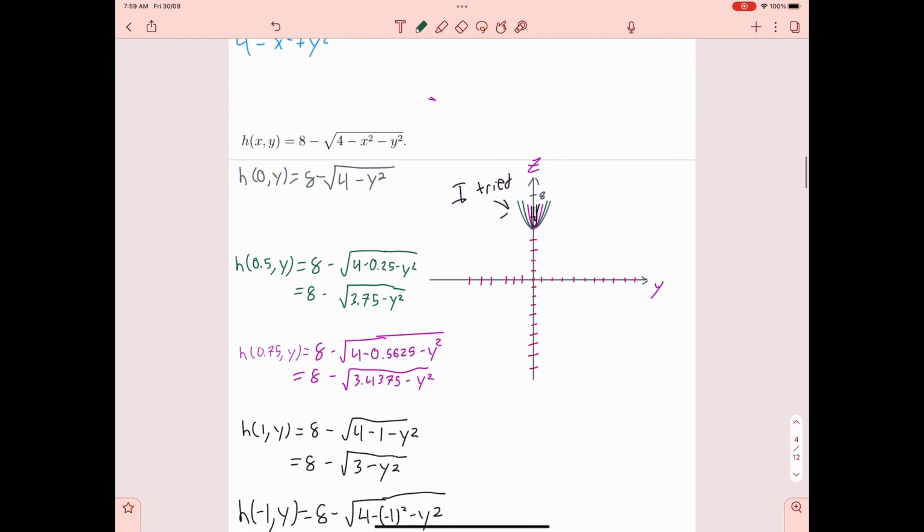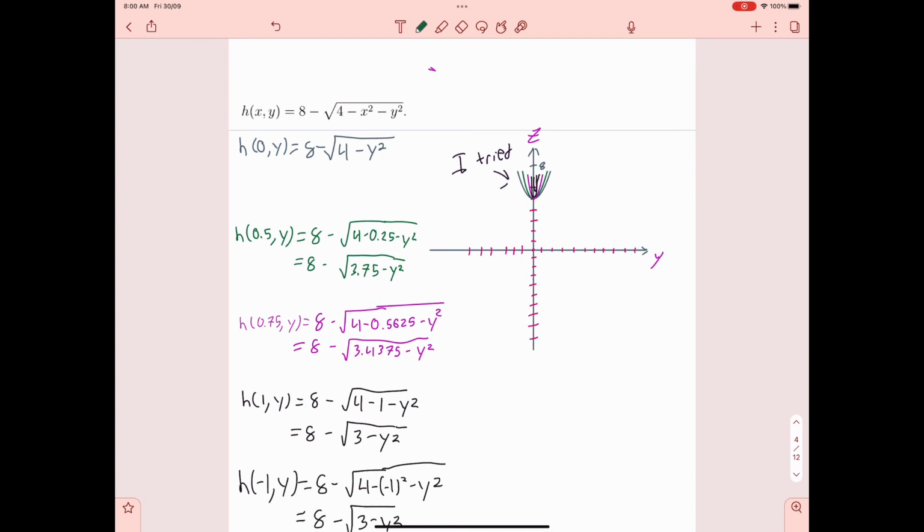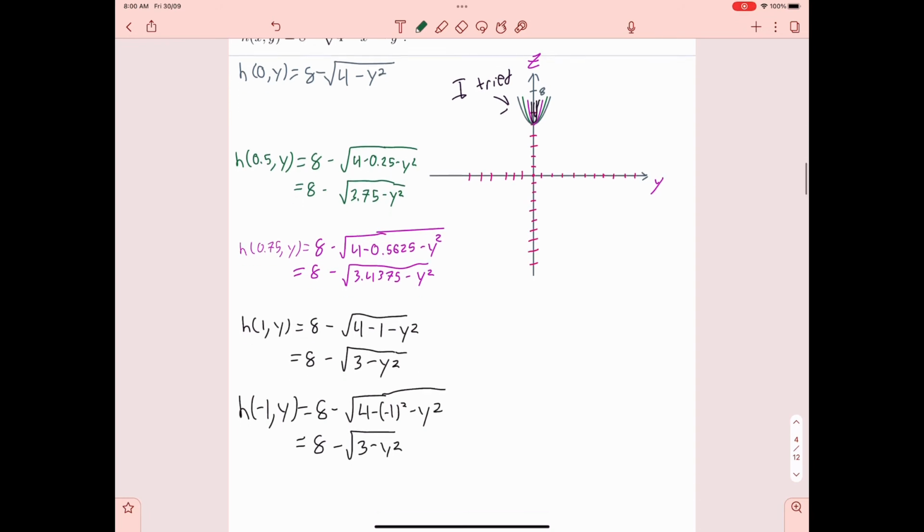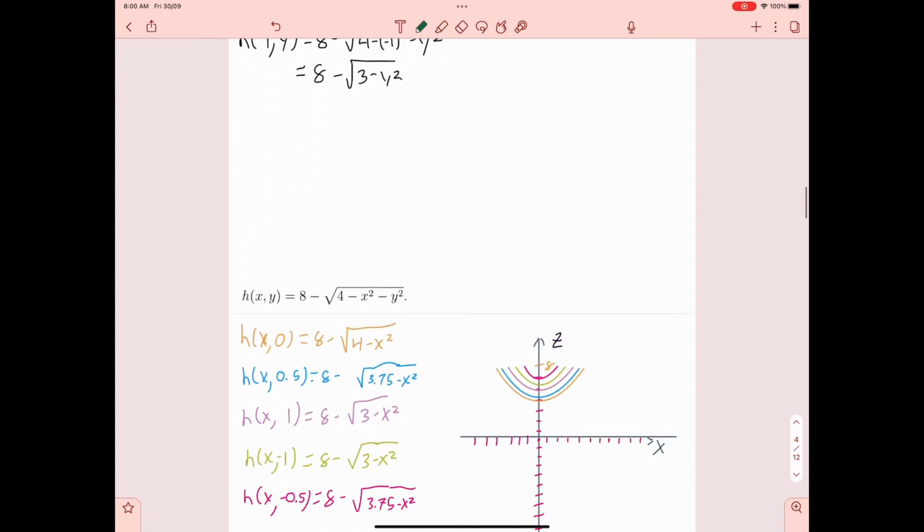Next, we're going to vary the x term. Plugging in 0 gives us 8 minus the square root of 4 minus y squared. Doing the similar thing we did in the first problem, this tells us that this is some kind of semicircle. Now, as we get increasing points in absolute value, the radius of the circle decreases.